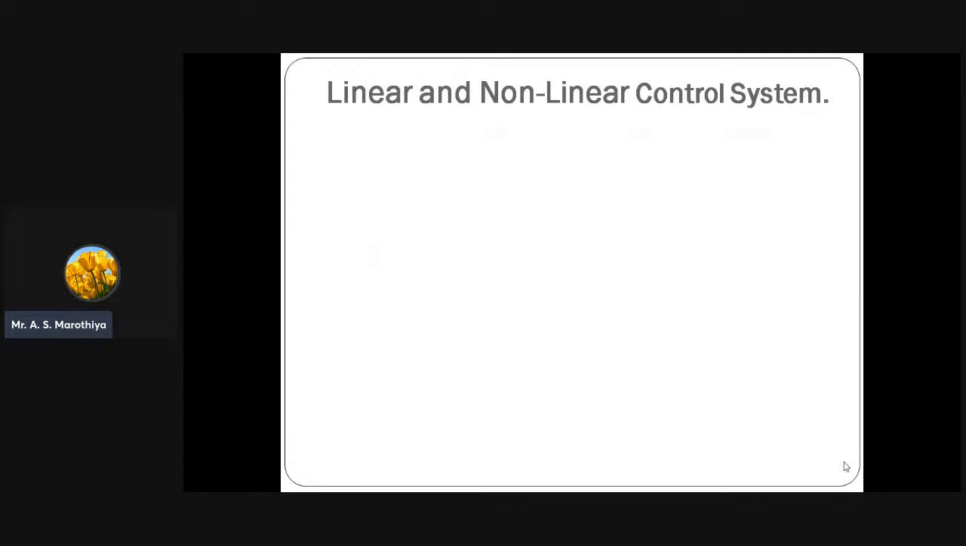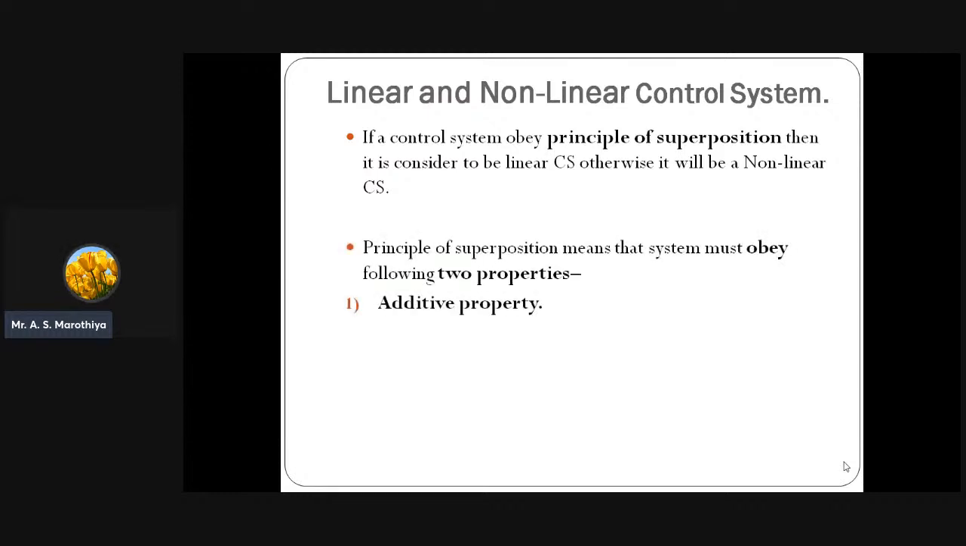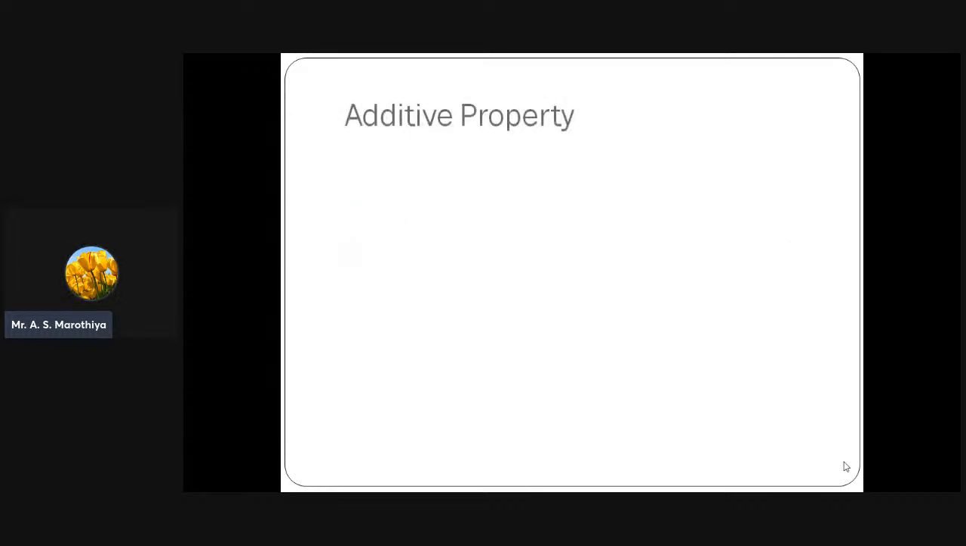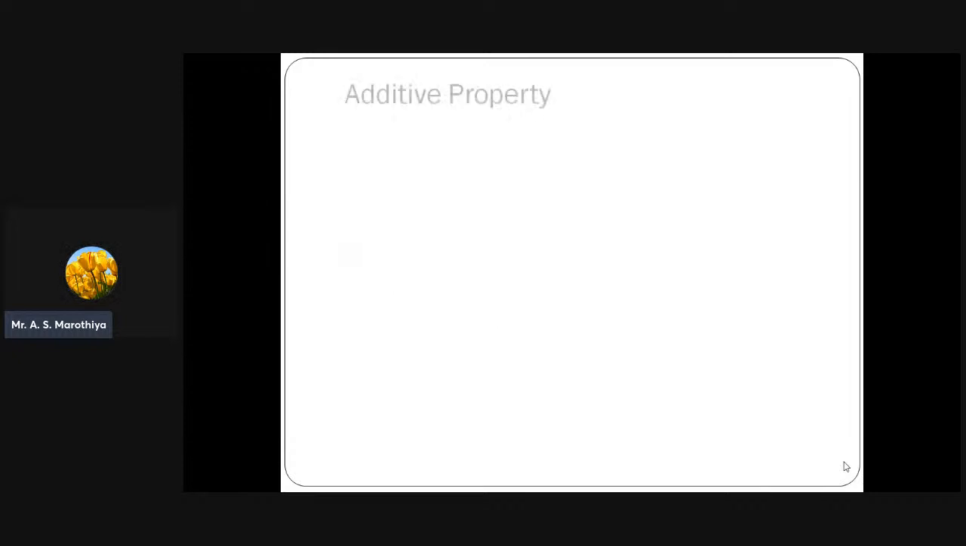And then we discussed the concept of linear and non-linear control systems. A system is said to be linear if it follows the superposition principle. And when a system follows the superposition principle, it has to follow two properties simultaneously. The first one is additivity and the second one is homogeneity. And then we discussed the physical significance of the additive property and the homogeneous property.